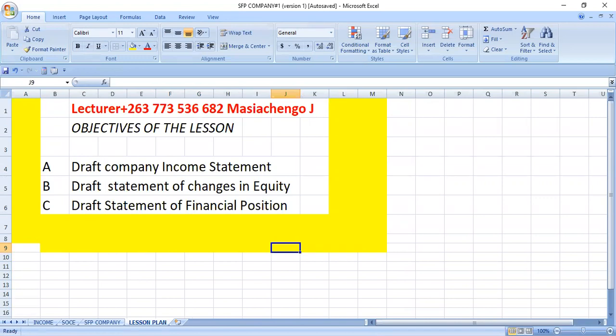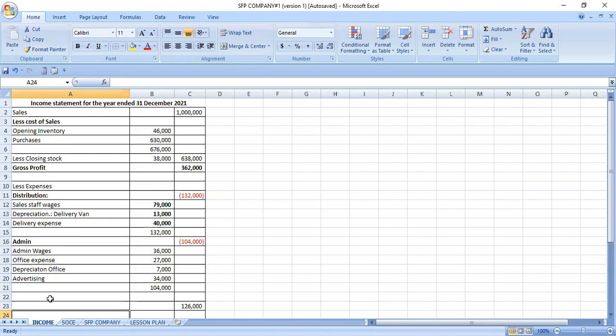In the lesson objective today, we need to be in a position to draft what we call the company accounts: the income statement, the statement of changes in equity, and then the statement of financial position. So that's what we are going to do today.